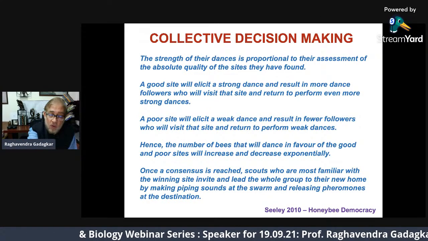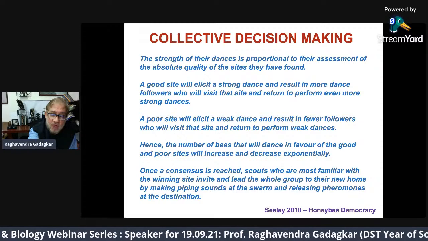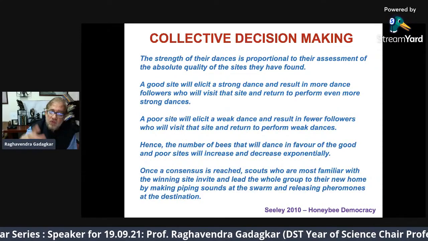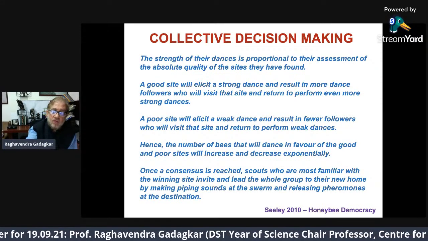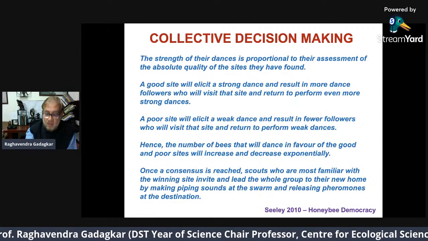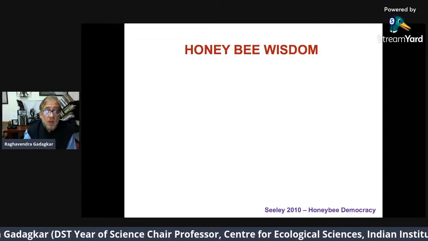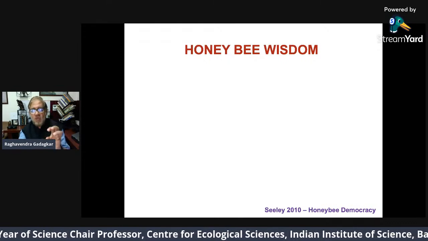Now, actually, they don't even wait for a consensus. I'll come to that in a minute. As soon as the majority of the bees agree on one thing, as soon as a quorum is reached, they will actually go. Now, what is the honeybee wisdom we can learn from this?